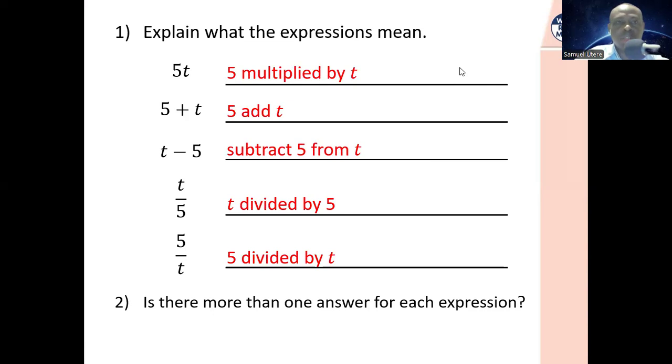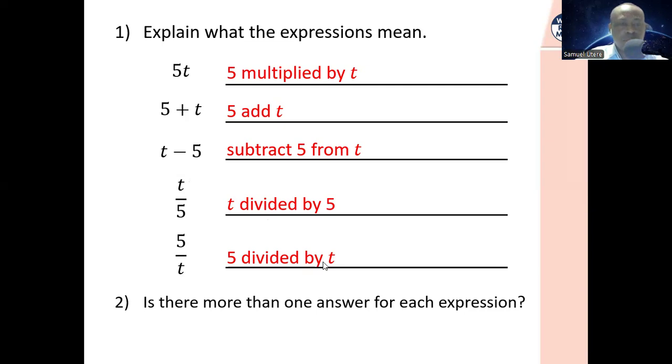So here we're asked what the expressions mean. So explain what the expressions mean. So 5t means 5 times t, or 5 multiplied by t. 5 plus t is simply 5 add t. t subtract 5 means subtract 5 from t. Another way of saying it is t minus 5. t over 5 here means t divided by 5. And then 5 over t means 5 divided by t.